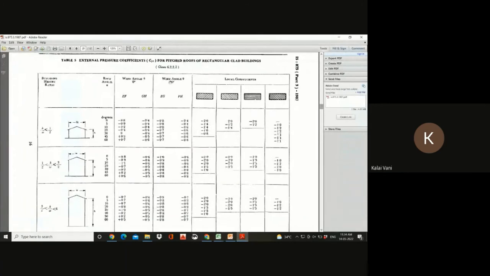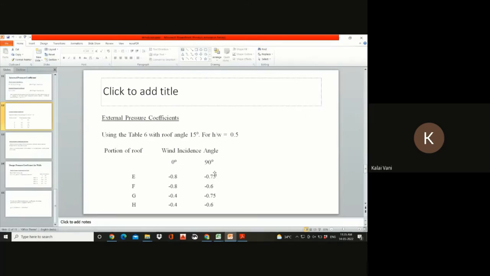So for 90 degree, the same for 15 degree inclination, you can note down minus 0.8, minus 0.7. So the mid value will be minus 0.75. Here, both the values are 0.6, so it will also be 0.6. Here you can see minus 0.75, minus 0.75, and both are 0.6.